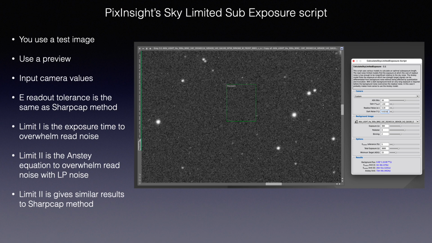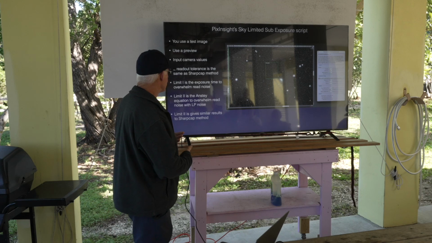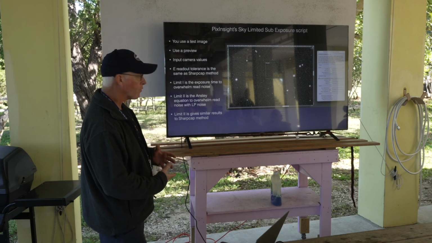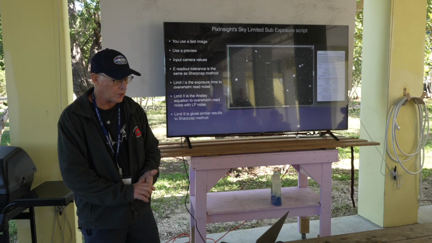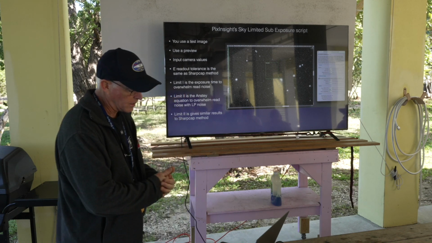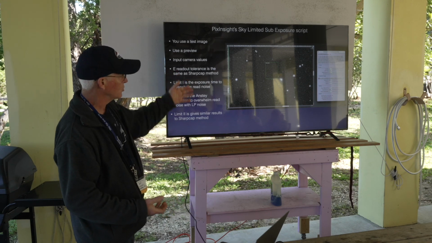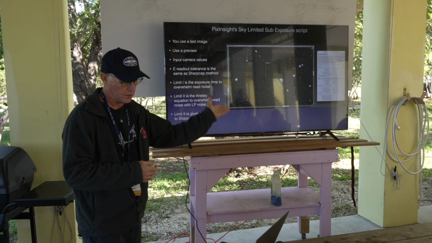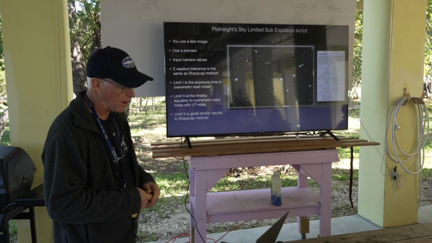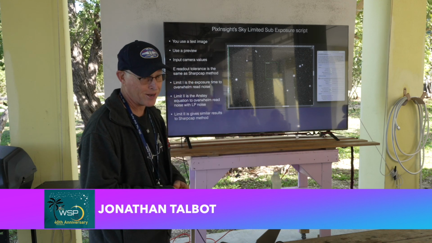PixInsight, however, will give you a few other things. It'll throw in this Limit 1 and Limit 2. Limit 1 is if you just want to expose long enough to overwhelm the read noise of your camera. Limit 2 is an equation put together by Charles Anstey, and the idea is you want to overwhelm the read noise of your camera with light pollution noise, the brightness from the sky. Limit 2 is what gives you the same value as the SharpCap method, which is what? C times R squared over P. That's all you need to know. Remember that, write that down.